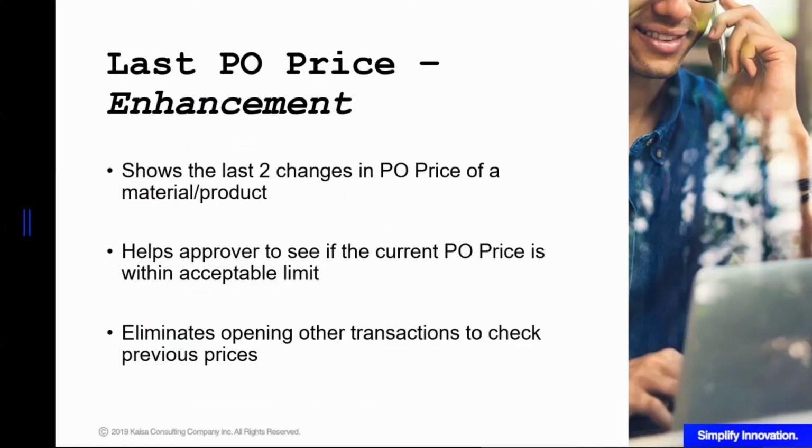Okay. So this is the last enhancement of the approval process solution that we are discussing right now. It is the last PO price. So what it does is it shows the last two changes in the PO price of a material or product.